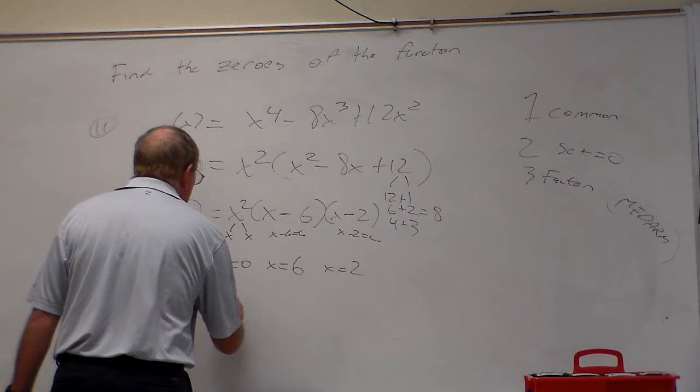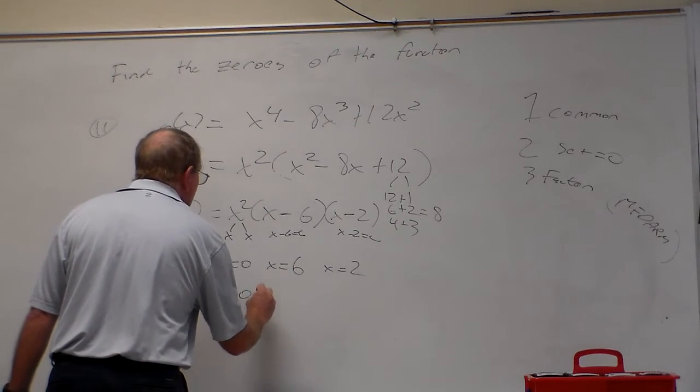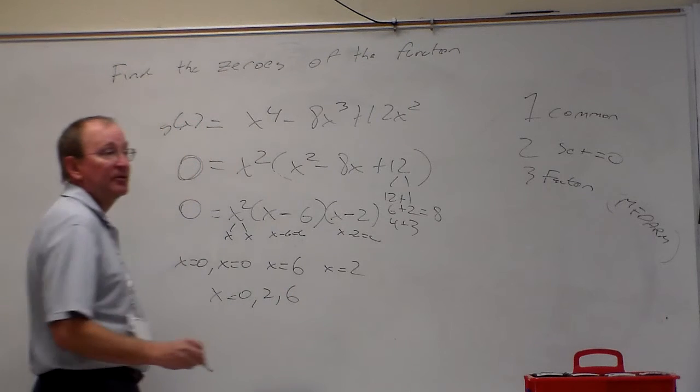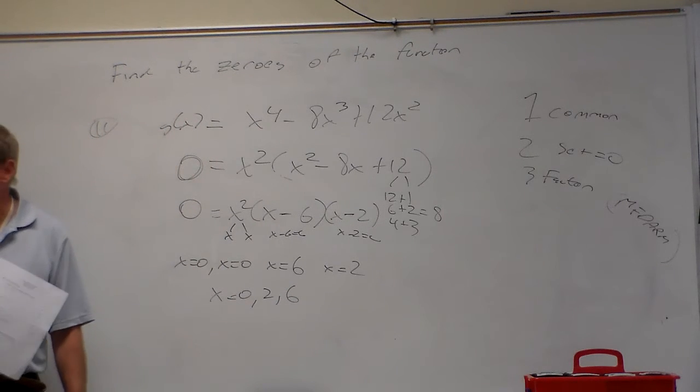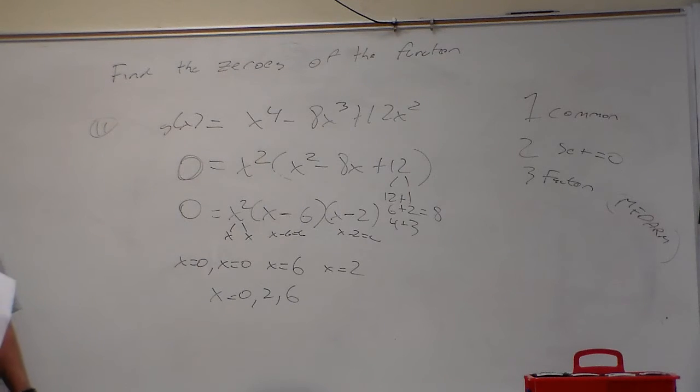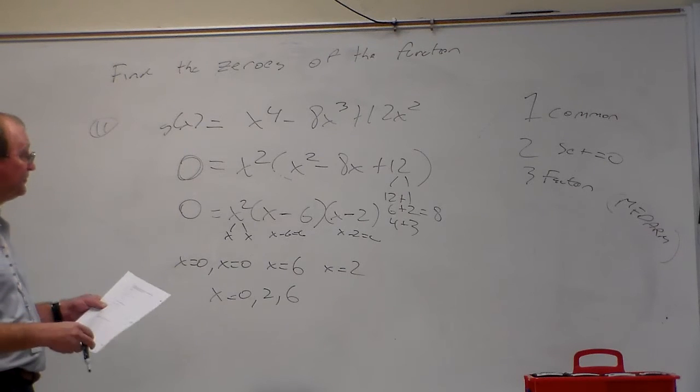Now, you could write your answer this way. x equals basically what? 0, 2, and 6. And it equals 0 twice. You don't have to write down that it occurs twice. You can if you want, but it's not necessary on problem number 11. Okay?